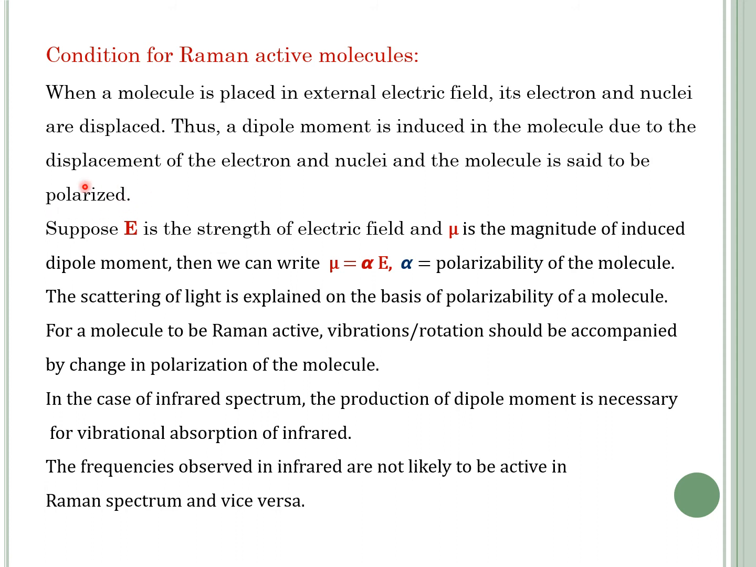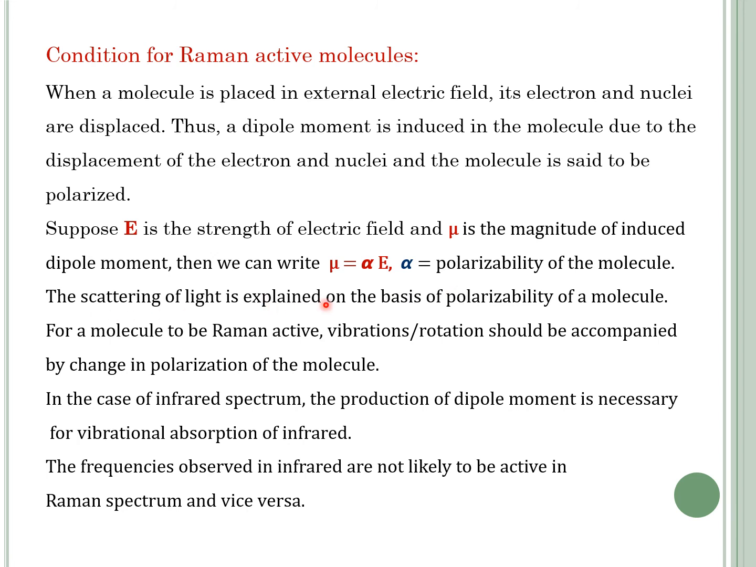So when can we say the molecule is polarized? If there is a dipole moment induced in the molecule because of the displacement of the electrons and the nuclei, we say that the molecule is polarized. Now suppose E is the strength of the electric field and mu is the magnitude of the induced dipole moment, then we can write mu = alpha E, where alpha is the polarizability of the molecule. So keep this equation in mind: mu = alpha E, where E is the strength of the electric field, mu is the magnitude of the induced dipole moment, and alpha is the polarizability of the molecule.